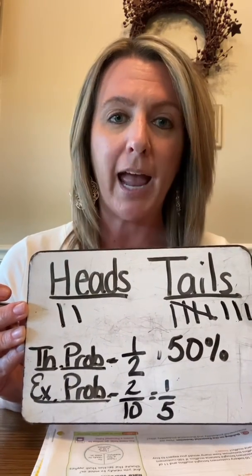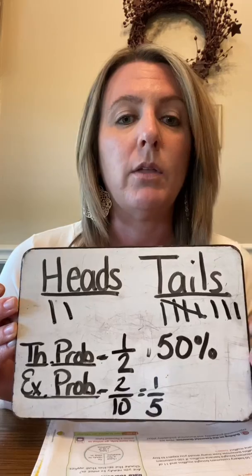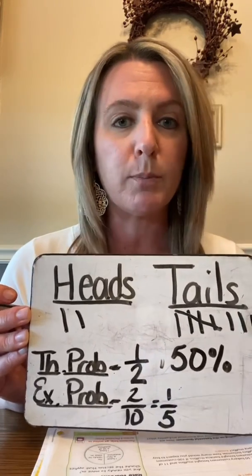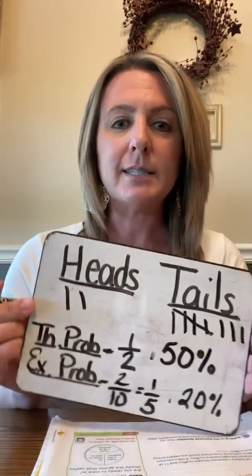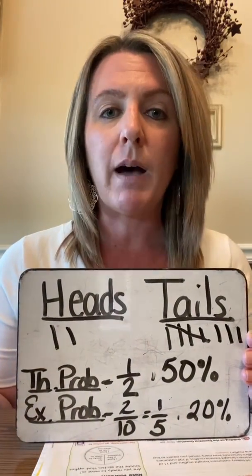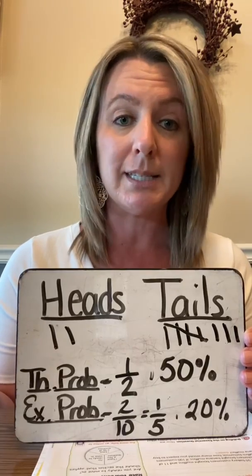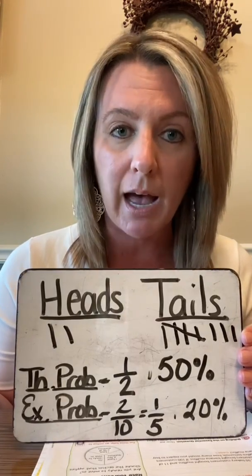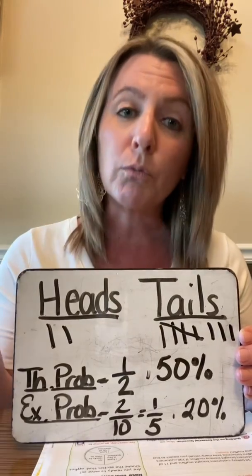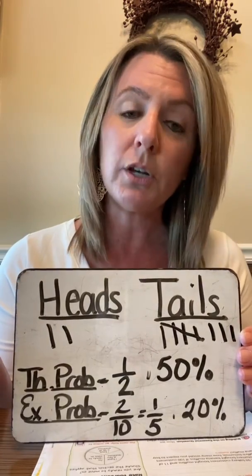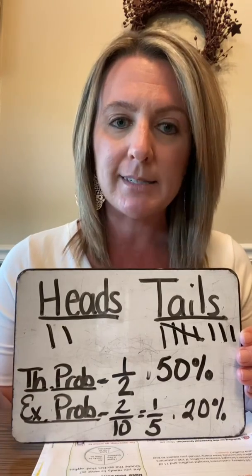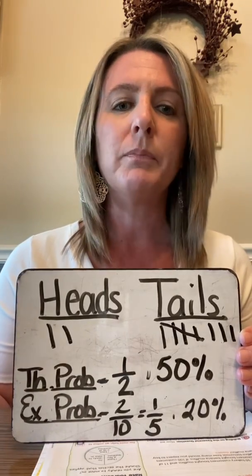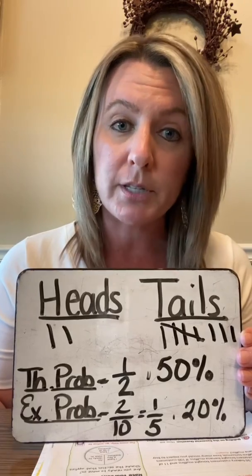Now, if we convert that into a percentage, we know that we can divide 5 into 1, which gives us 0.2. And when we shift our decimal point 2 times to the right, that ends up being 20% of the time, okay? So now let's compare these. Theoretically, if I was going to flip a coin 10 times, 50% of the time, it would be heads. Theoretically, in theory, that's what should happen. But when we actually tested it out this time in this trial, we only got heads 20% of the time.